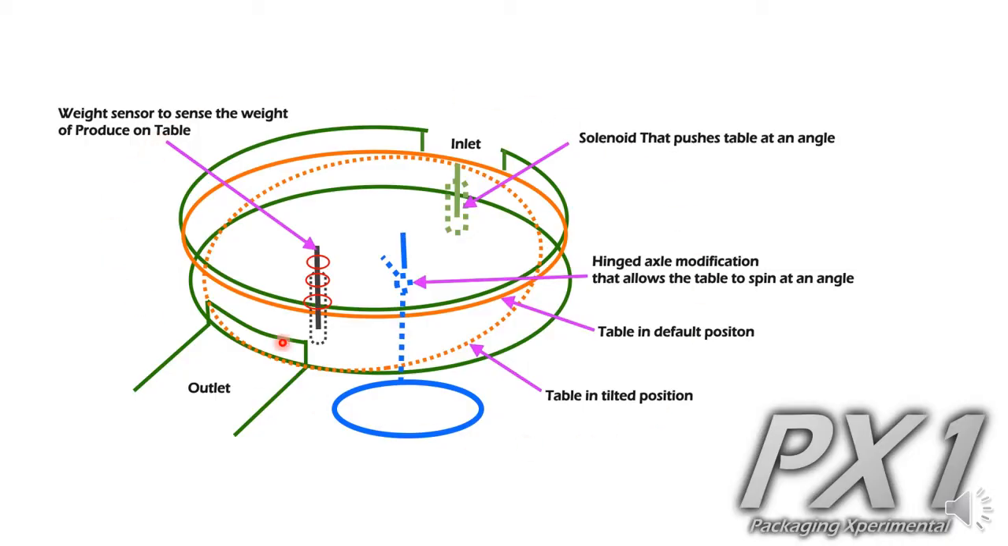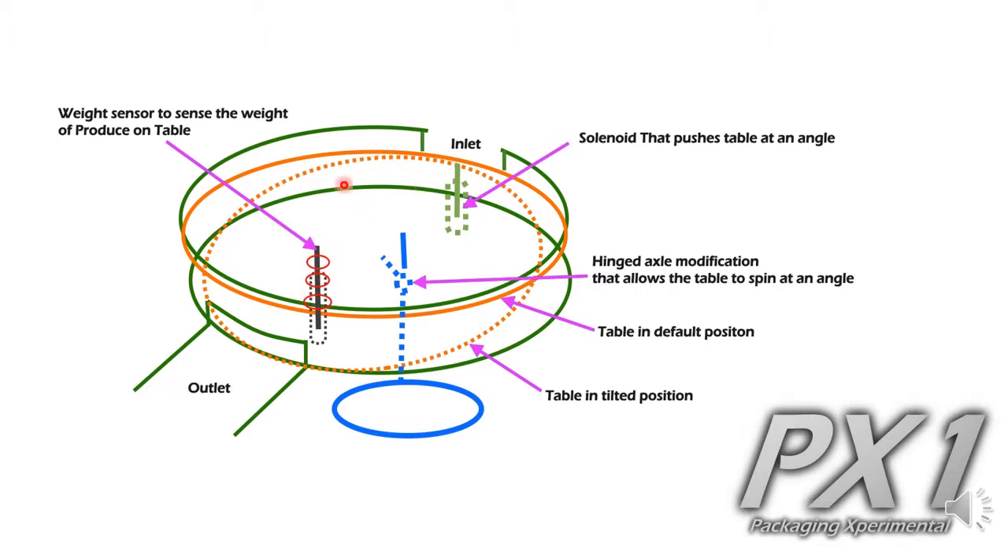This is PX1, or Packaging Experimental 1, or First Alternative. How it works is the table's axle is modified to a hinged axle that allows the table to tip at an angle while still rotating on that horizon. The table would collect produce from the inlet, and the weight of the produce will be measured by an LVDT type sensor.